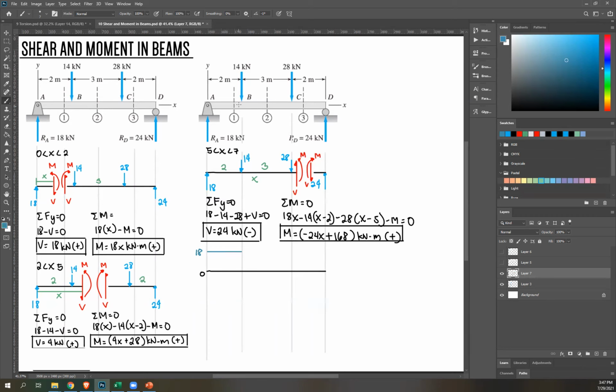Again, we're starting with shear. For segment BC, which is greater than 2, less than 5, our equation is 4. So again, that's another straight line. And then next, for the last segment, our equation is 24, but it's negative. So that's the reason why we have the sign. Positive means it's above the 0 line. Negative means it's going to be below the 0 line. So we have this, and then this is negative 24. And again, 0. Okay, so this is our diagram.